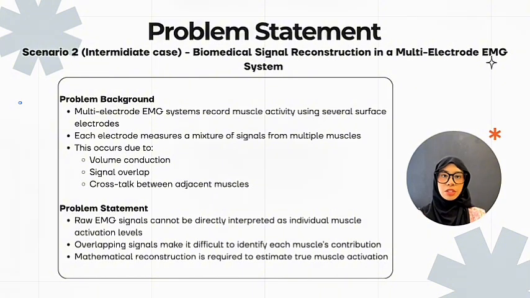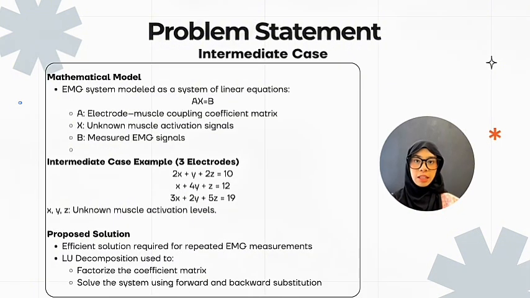This makes it difficult to identify the contribution of each muscle from the measured signals alone. Therefore, mathematical reconstruction is required to estimate the true muscle activation. The EMG system can be modeled as a system of linear equations in the form AX equals B, where A represents the electrode-muscle coupling coefficients, X is the unknown muscle activation vector, and B is the measured EMG signal vector. For this case, three surface electrodes are used, resulting in a system of three linear equations as shown. The variables x, y, and z represent the unknown muscle activation levels. Since EMG measurements are often repeated using the same electrode configuration, an efficient solution method is required. Therefore, LU decomposition is applied to factorize the coefficient matrix and solve the system efficiently using forward and backward substitution.